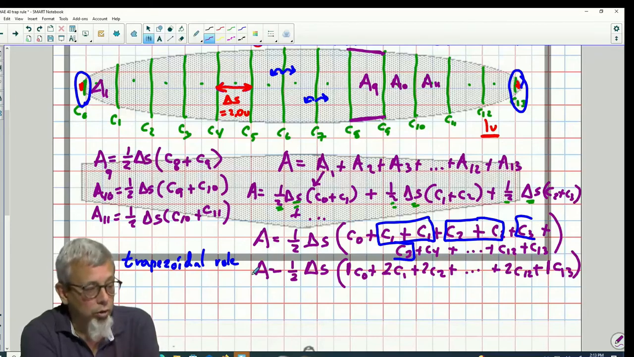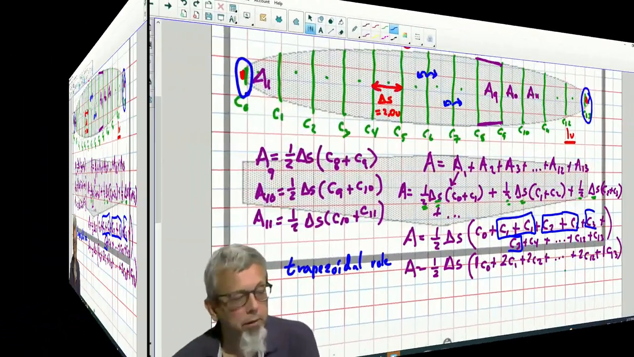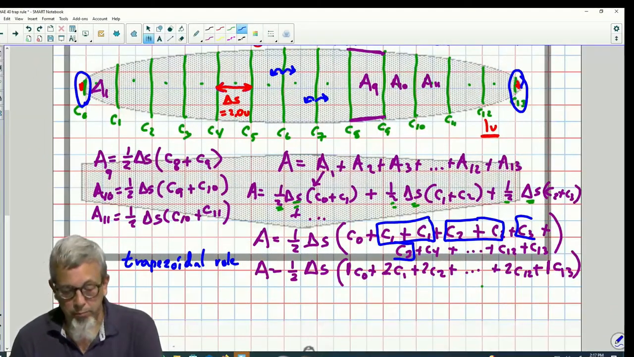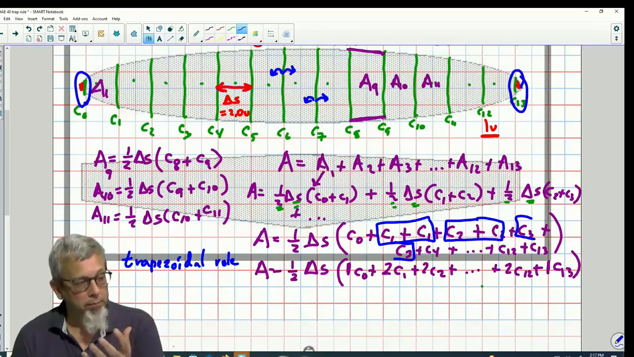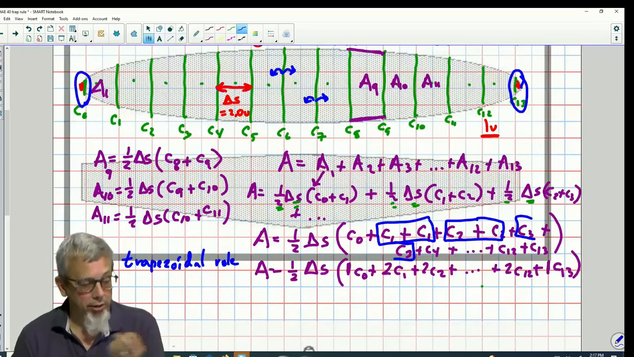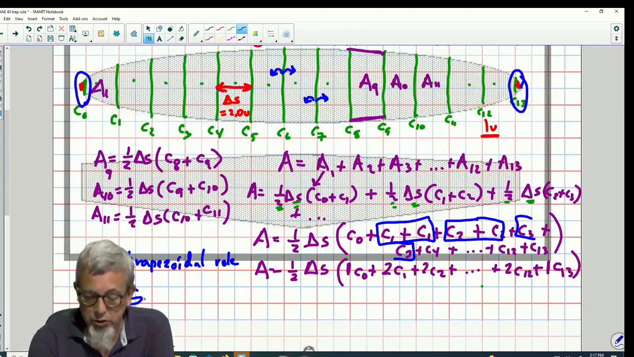Now there's another rule. Remember I said more accuracy equals more work. There is another rule that we can use. This rule actually takes a little bit more work, but it is a little bit more accurate. This rule is known as Simpson's rule.